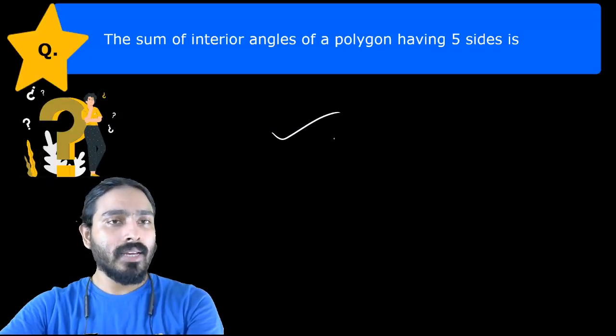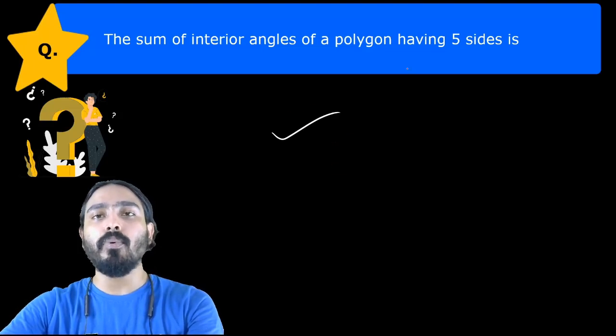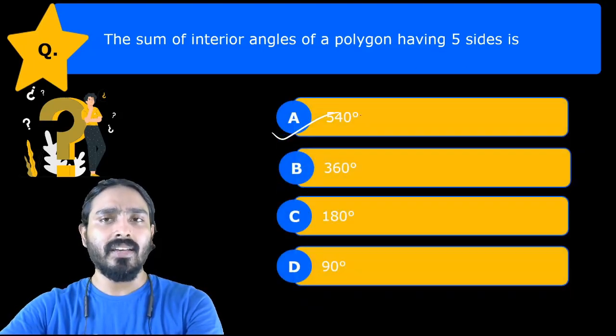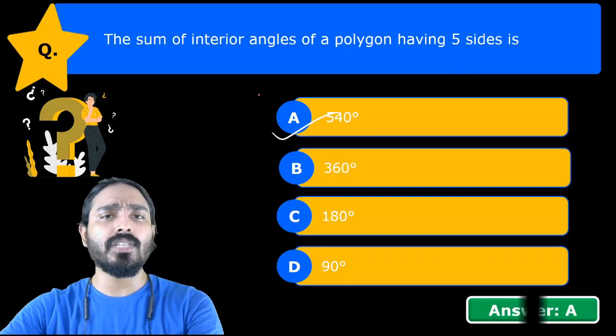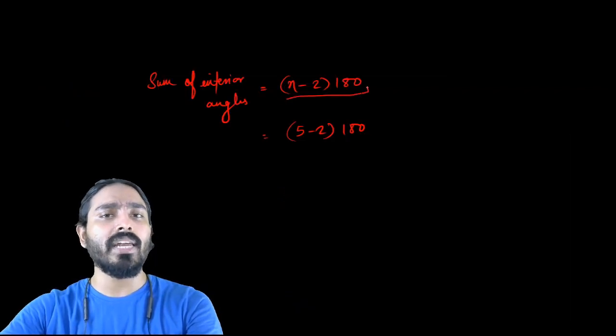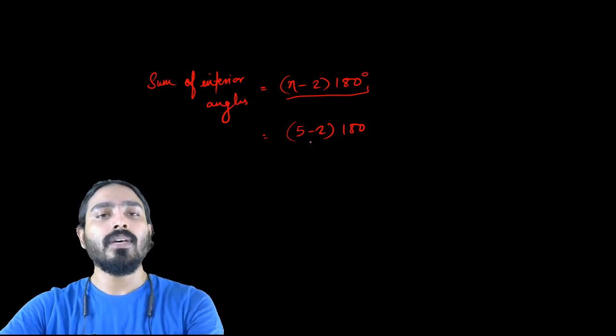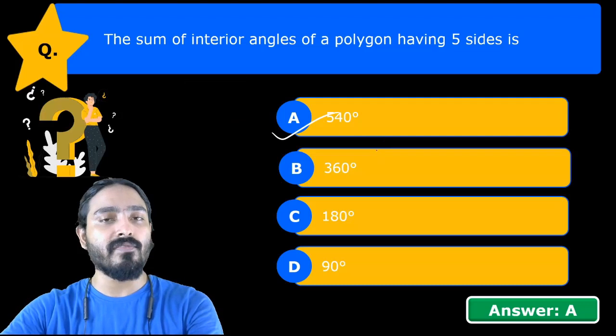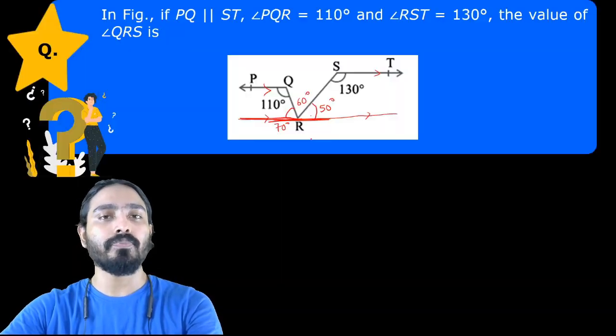Now in this question, the sum of the interior angles of a polygon having 5 sides is very easy. You have to use the formula (n minus 2) into 180 degrees. That is the formula for the sum of interior angles of a polygon, right? So that is (5 minus 2) into 180, that is 3 into 180, that is 540 degrees. That will be our answer.